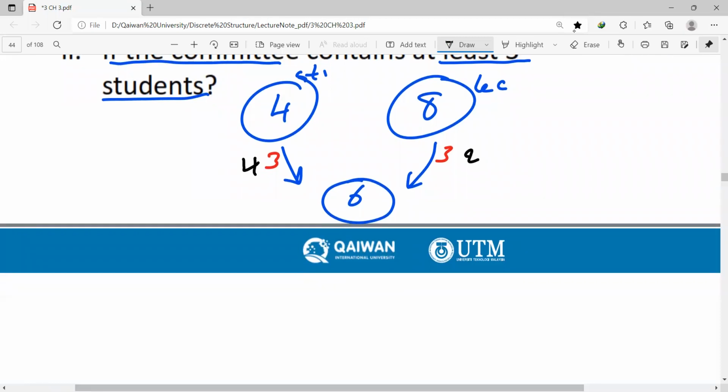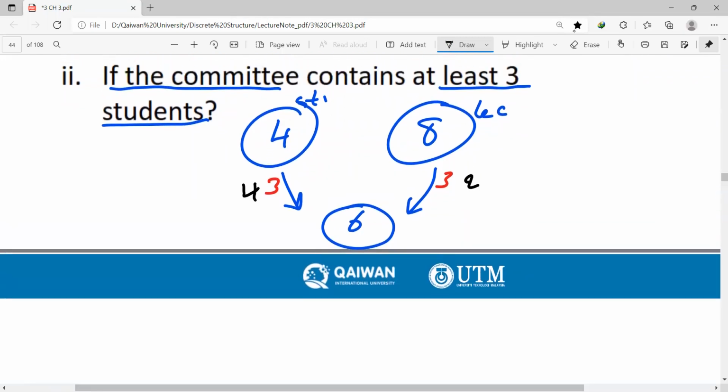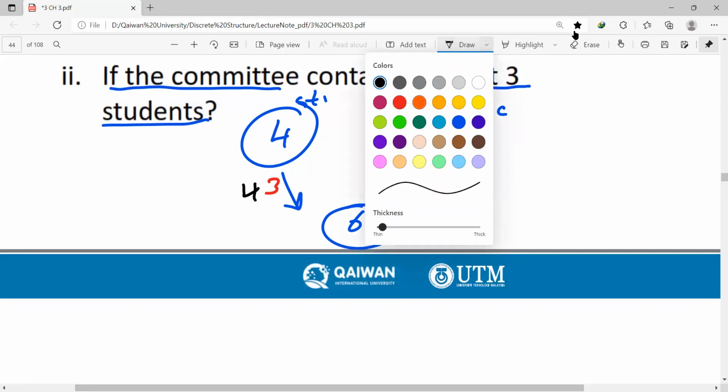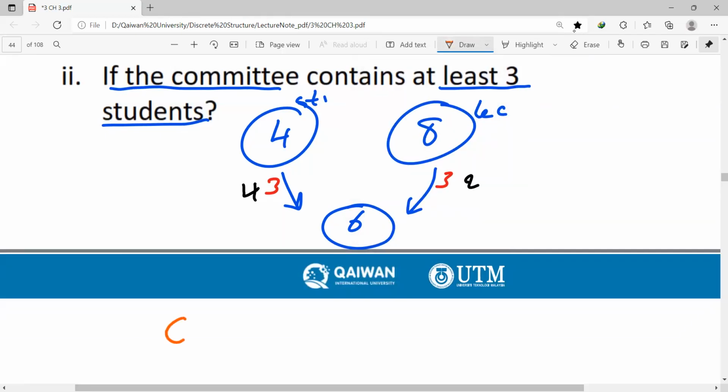Okay, here we have combinations of 4, 3. Let me do it in red color. We have combination of 4, 3 times combination of 8, 3. We found this. This is 224. We found this before in the first part.